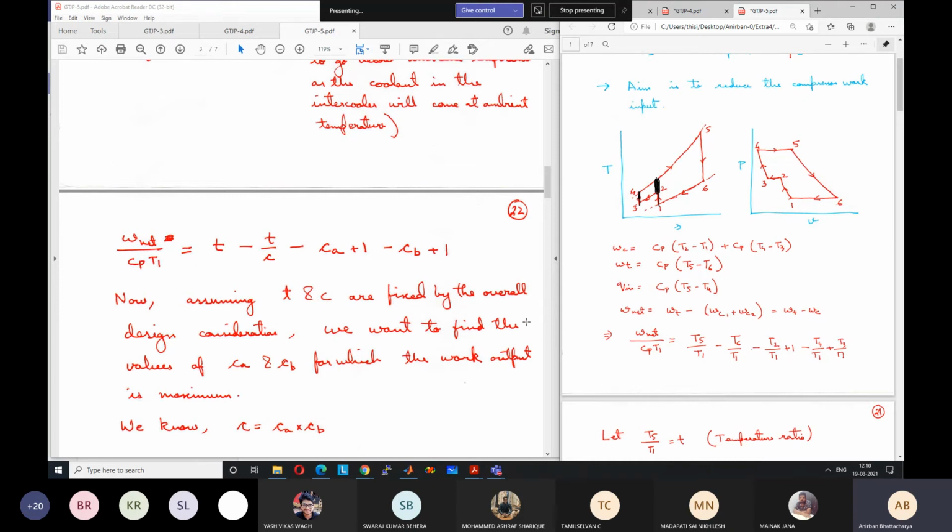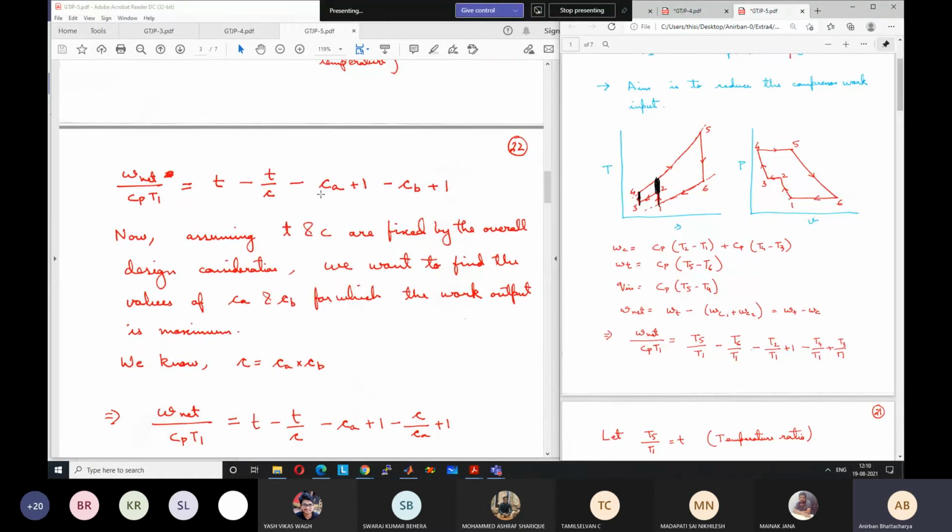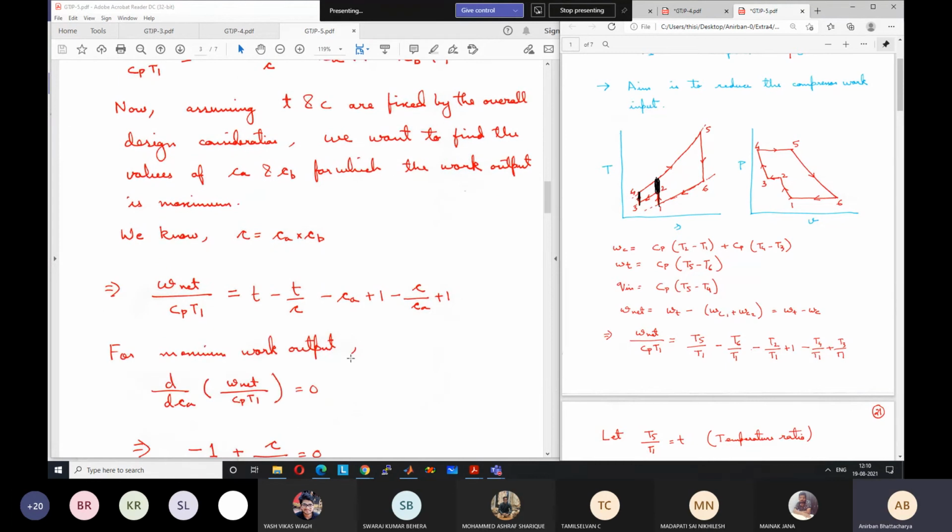Now we want to find the value of CA and CB for which the work output is maximum. We also know that C is equal to CA by CB, so both are not independent parameters. There is only one independent parameter here. So we can write this expression as T minus T by C minus CA plus 1 minus this CB, which we can write as C by CA minus C by CA plus 1. For maximum work output we can differentiate this with respect to CA and equate it to 0, similar to our reheat case.